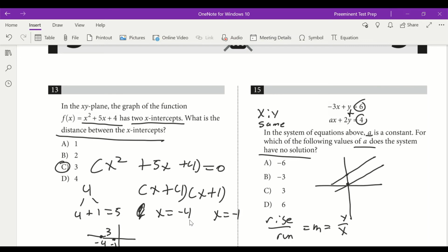So I see we doubled our y right here. So I know we need to double the coefficient in front of my x. So therefore I know -3 times 2 has to equal -6. So a must be -6.